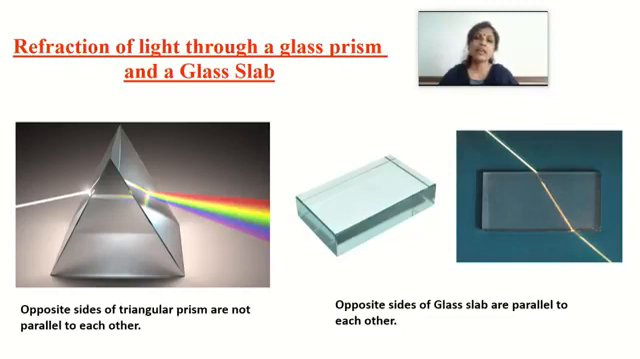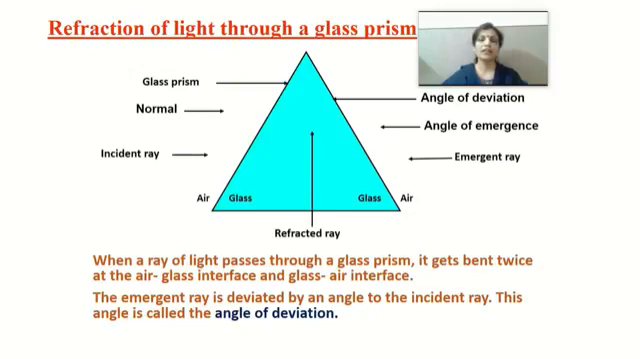Now what is the reason that we cannot see white light splitting into 7 colors through the glass slab? The reason is the opposite surfaces of the glass slab are parallel to each other. In case of the prism, the opposite surfaces of the prism are not parallel, they are inclined with some angle, and this is the main reason that we see a spectrum in case of a prism and we are not able to see a spectrum in case of a glass slab. Let's now understand refraction of light through a glass prism.